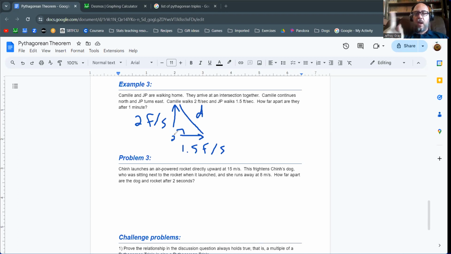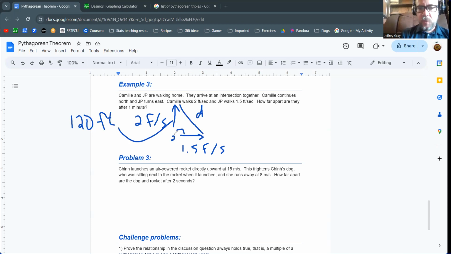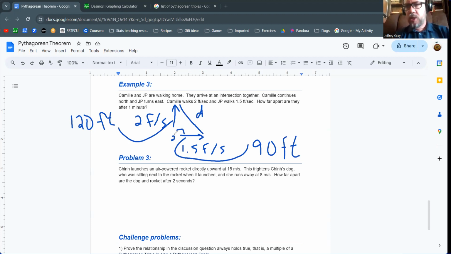Okay, well, after 1 minute, that's 60 seconds, Camille has walked 2 times 60. It's 120 feet. Right, so this is actually 120 feet here. And JP after 60 seconds, if we do 60 times 1.5, we'll get 90. This is 90 feet. Now, we could jam this into a calculator, but there is a better way.